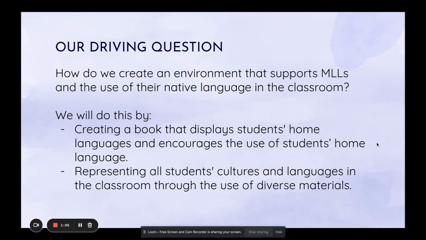Our driving question was, how do we create an environment that supports MLLs and the use of their native language in the classroom? MLLs being multilingual learners. We will do this by creating a book that displays students' home languages and encourages the use of students' home languages, representing all students' cultures and languages in the classroom through the use of diverse materials.